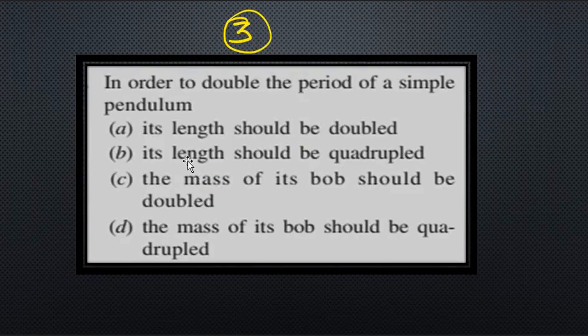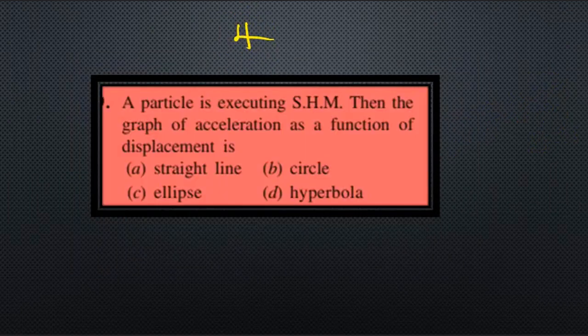In order to double the period of a simple pendulum, yes, read the question, try to hold it there, try to find the answer, then move forward. Same equation, T equals 2 pi root L by g. Just to double the period, because we have the root value, its length should be quadrupled. Second answer B. Right.